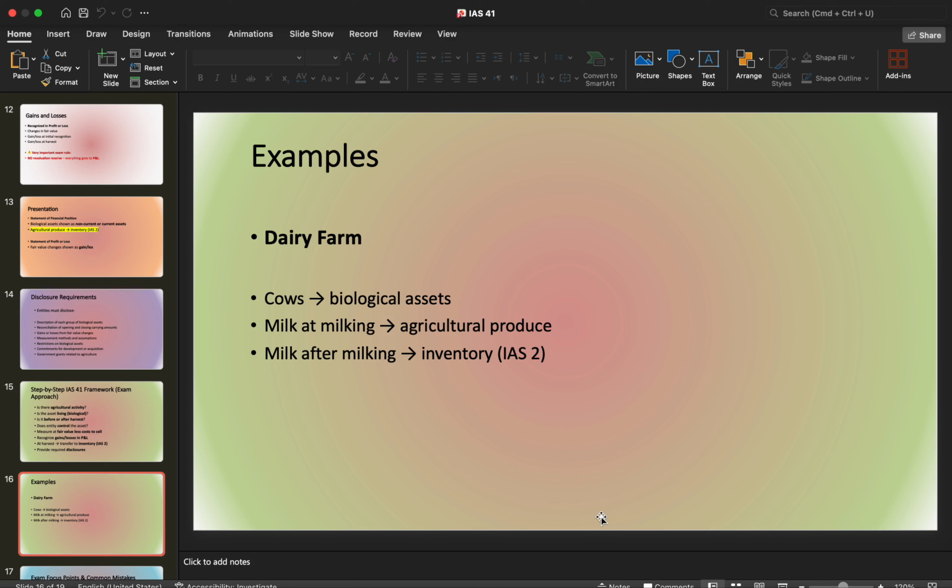Examples. For example, dairy farm. Cows are biological assets. Milk at milking is agricultural produce, and milk after milking would be covered under IAS 2 inventory.